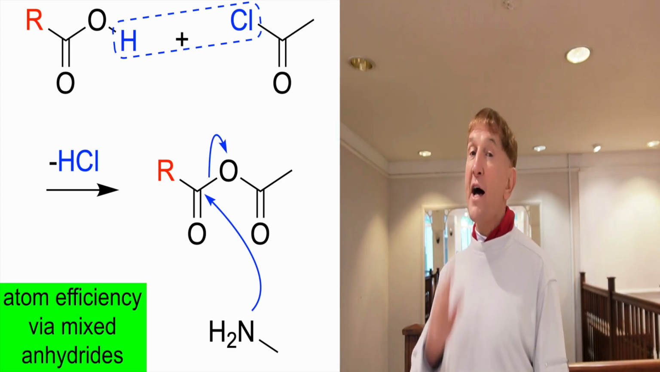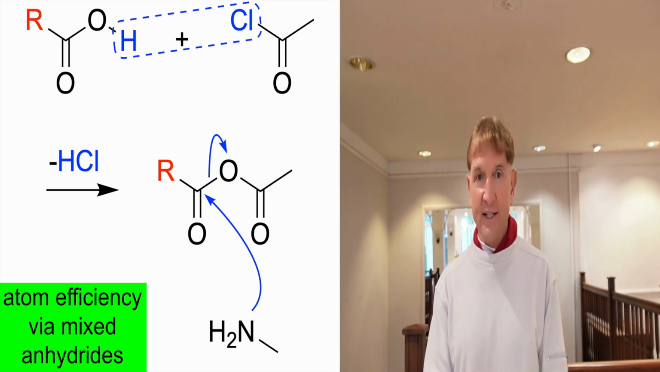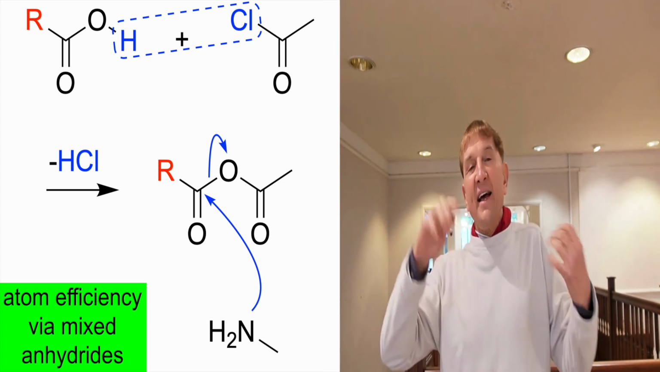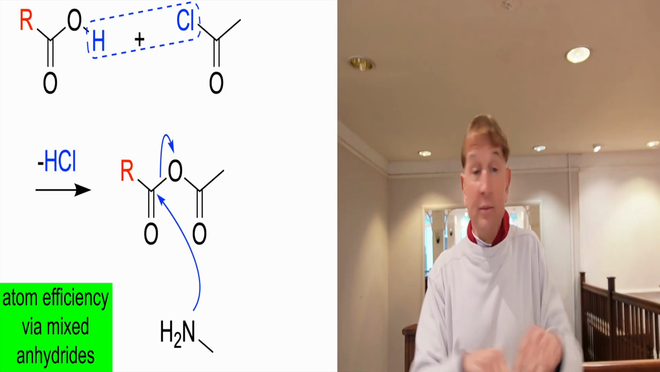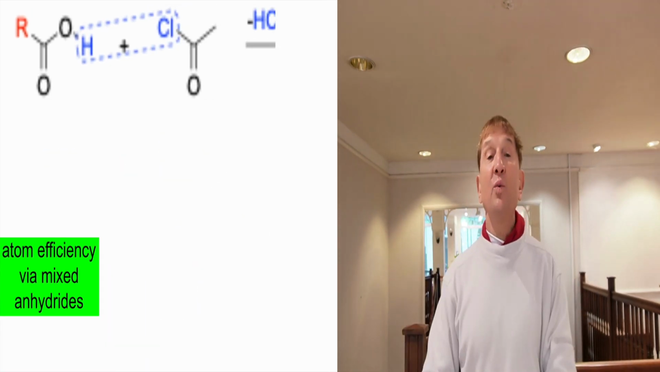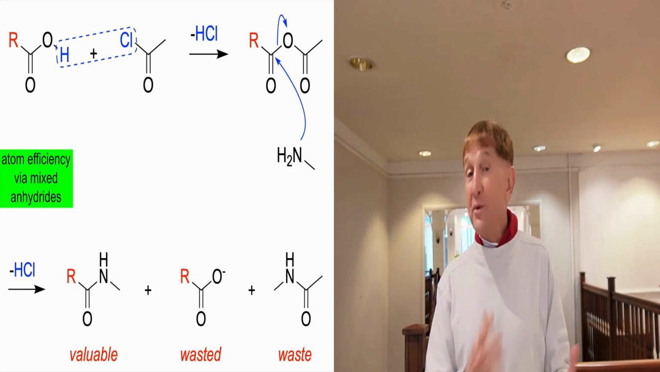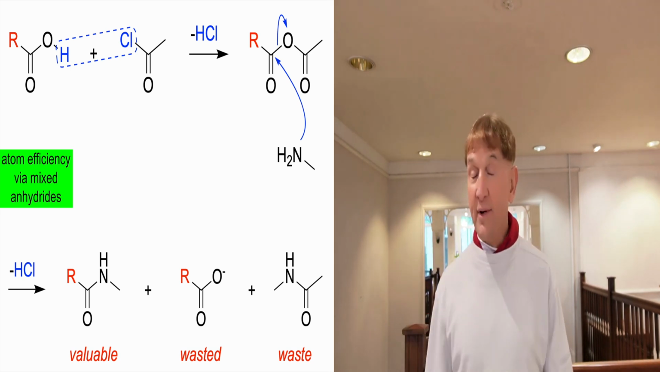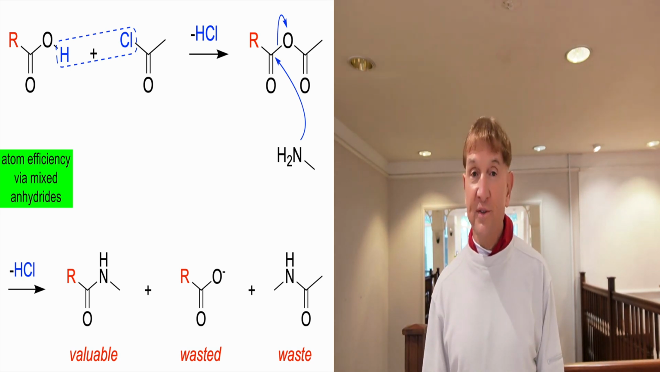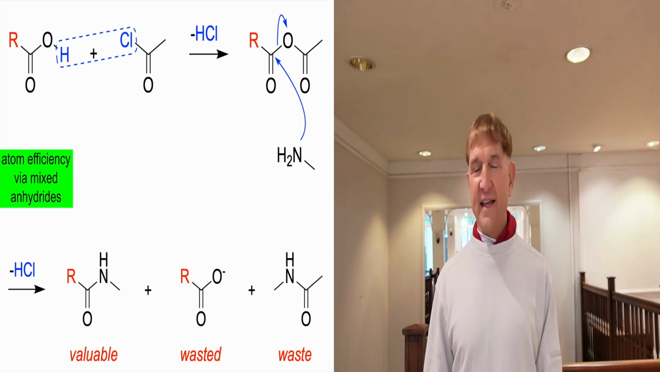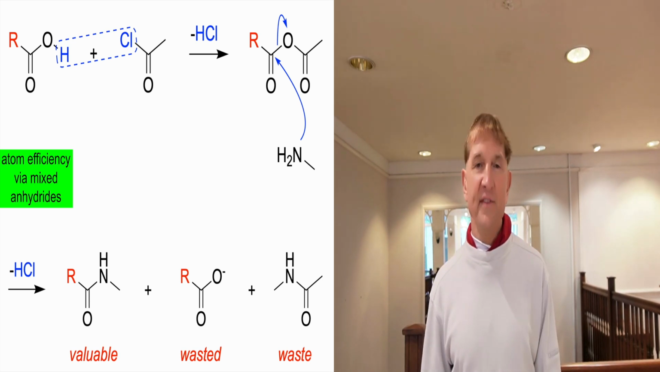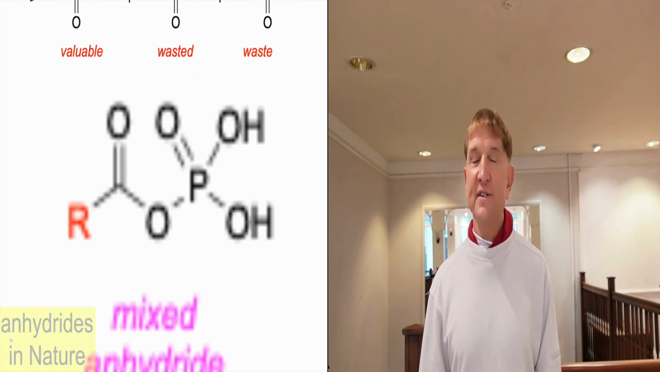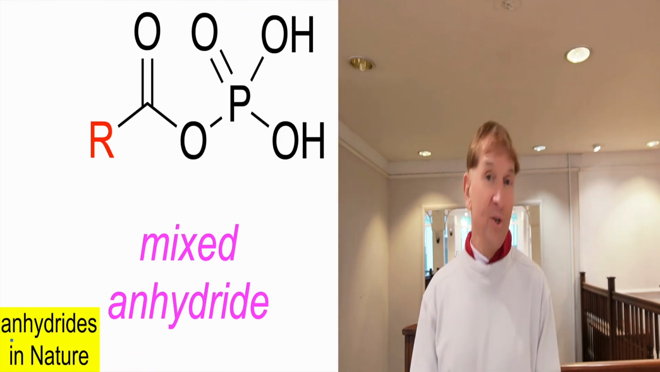If I took an unsymmetrical anhydride, and I'll draw this one out here, attack on one side will give me an amide that I want, but attack on the other side would give me a carboxylic acid and waste amide. That's not very efficient. Mixed anhydrides, then, are very good for atom efficiency in the synthesis. And that's one of the reasons why nature uses them.